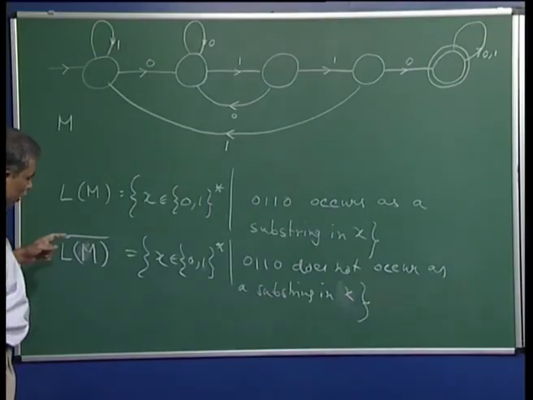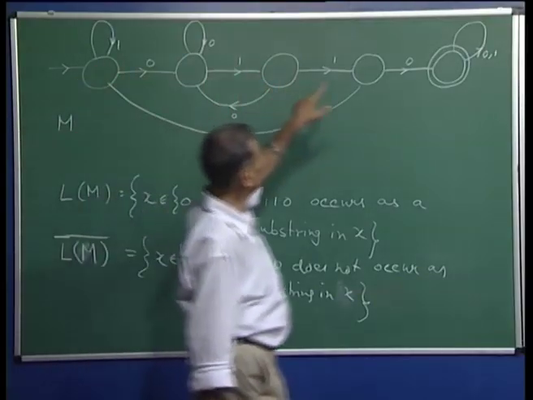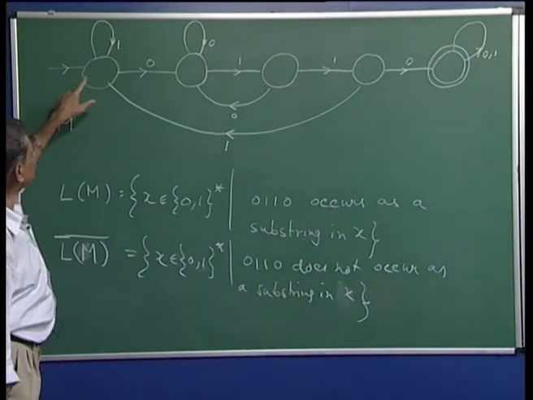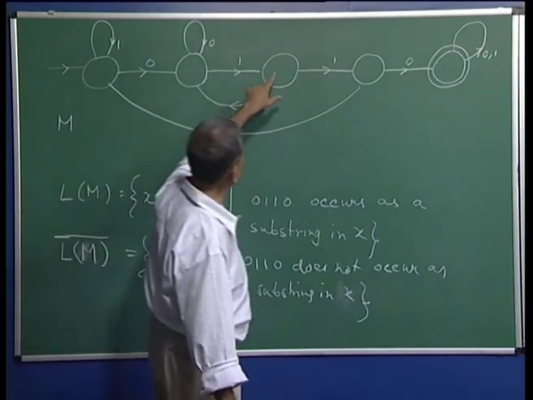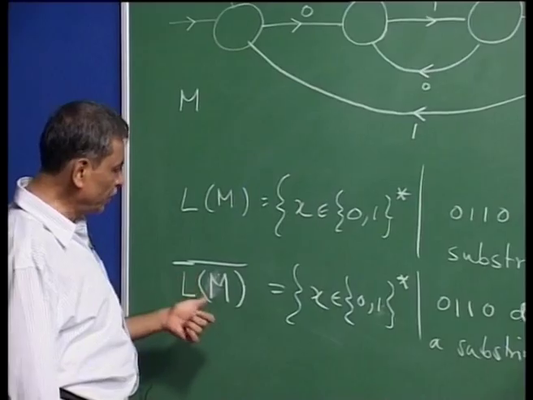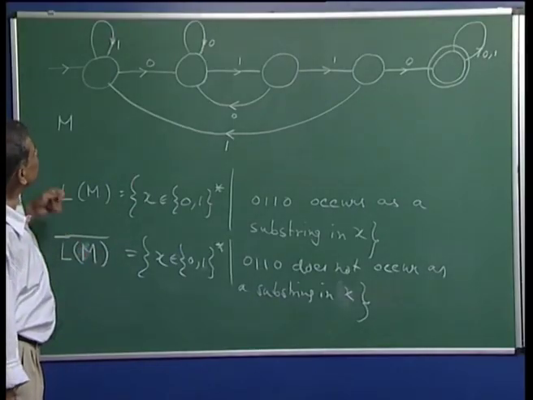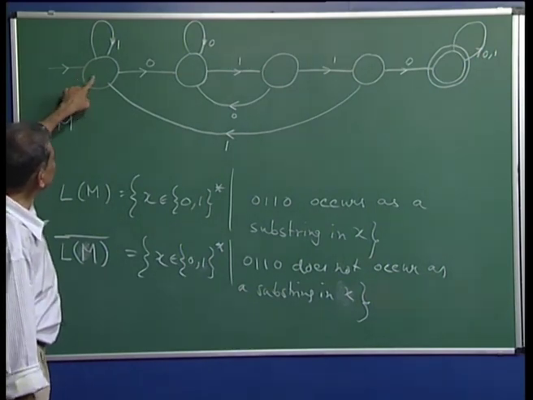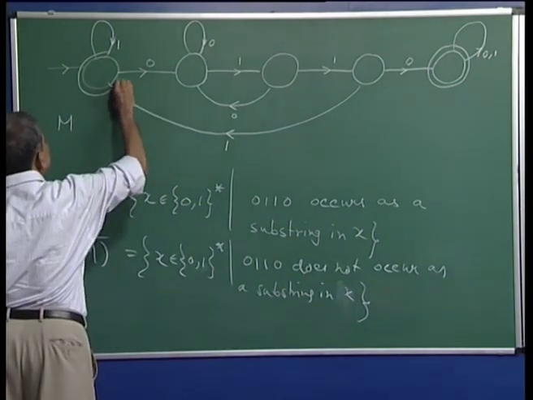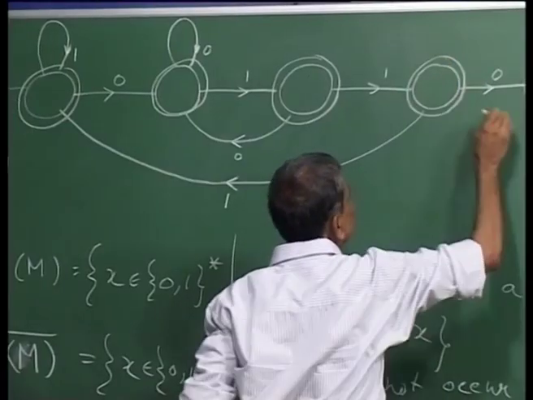Now, notice a string in this language will take this machine M from its initial state to its final state. Now, a string which is not in this language, where will such a string take the machine? It will take the machine to either this state or this state or this state or this state, but not to this state. Therefore, if I am interested in accepting only those strings which do not have 0110 as substring, then such strings will take this machine from the initial state to one of these first four states, but never to this last state. And therefore, what I am doing here is switching the final states to non-final states and vice versa.